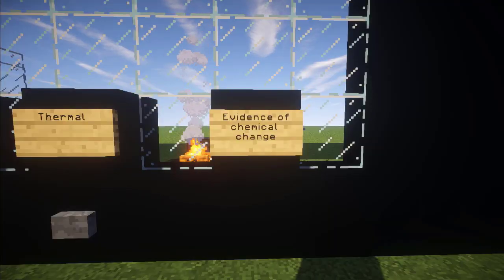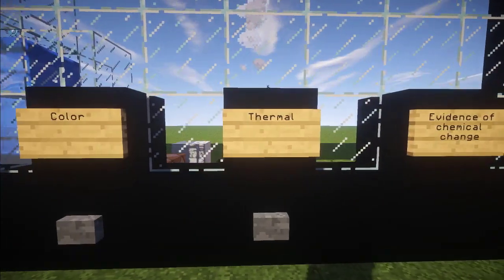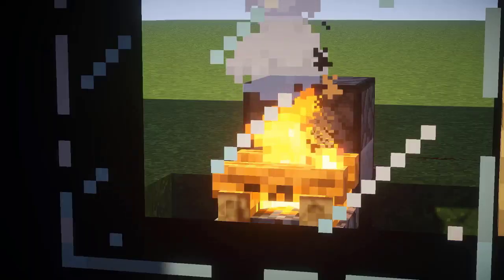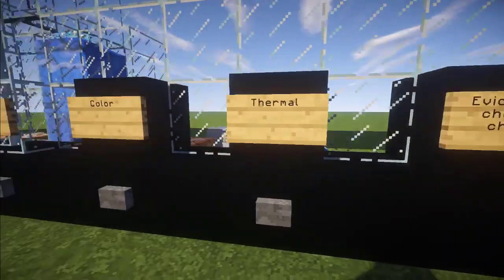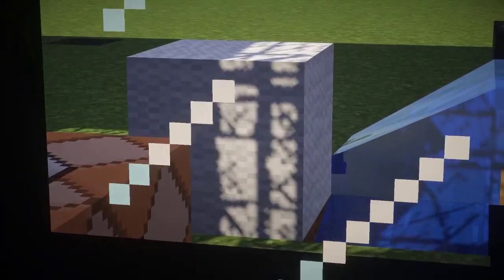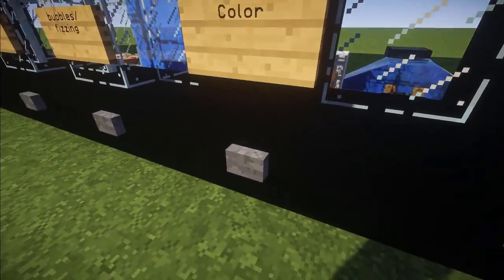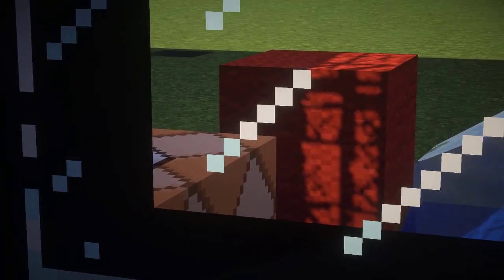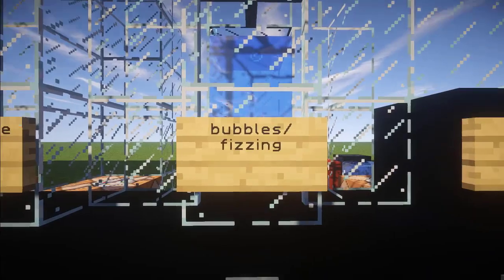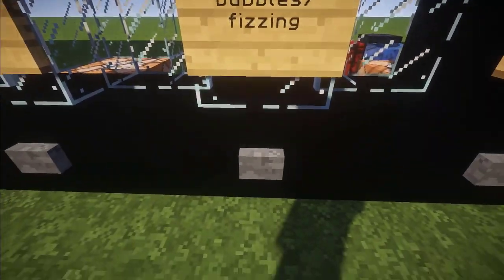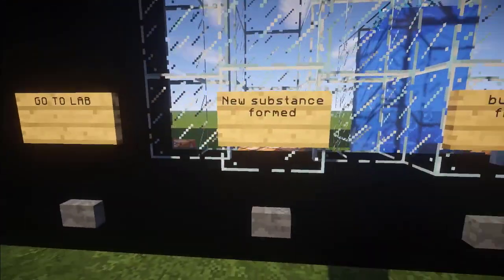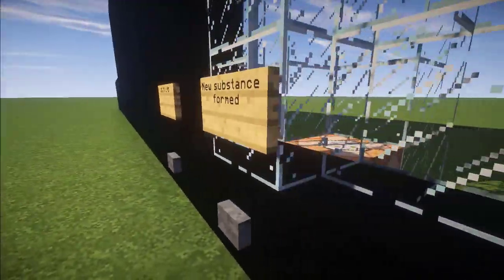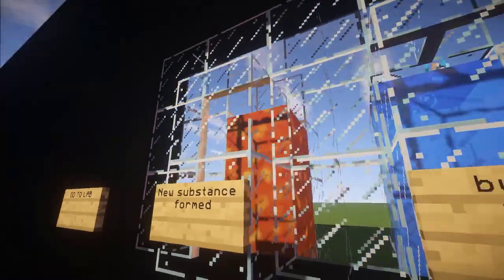Now here comes the fun. Here's the evidence of chemical change. First, we have thermal. So you can see there's a fire. The fire is then put out by water. No more heat. Next is color. Here we have just a white block of wool. It is now red. Next we have bubbles / fizzing. Now you can see the water is fizzing. Then we have new substance formed. Lava.